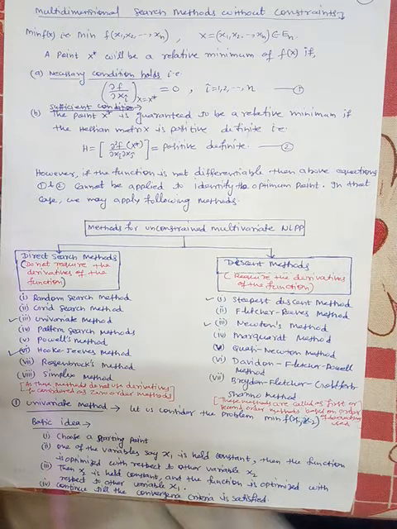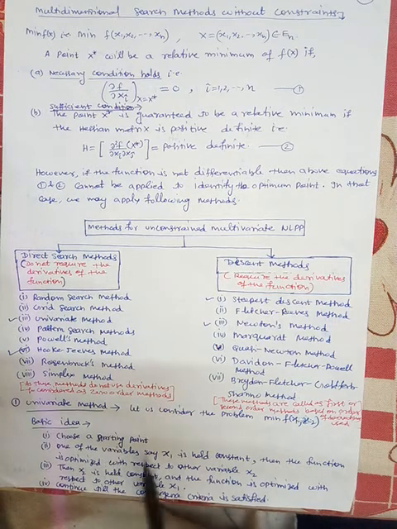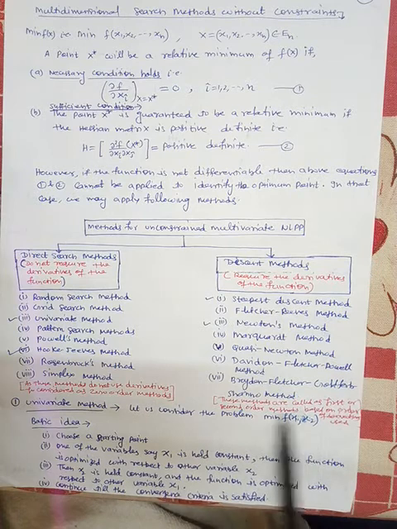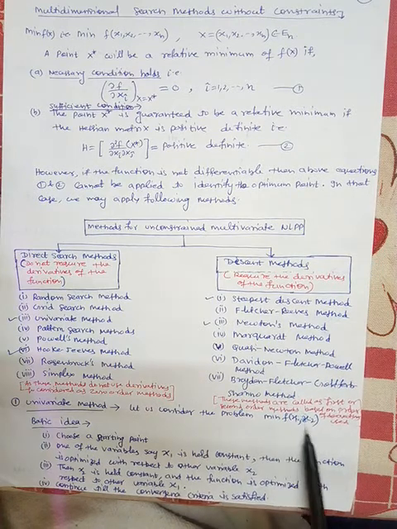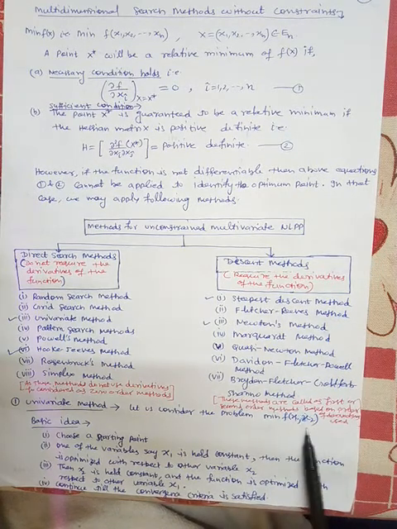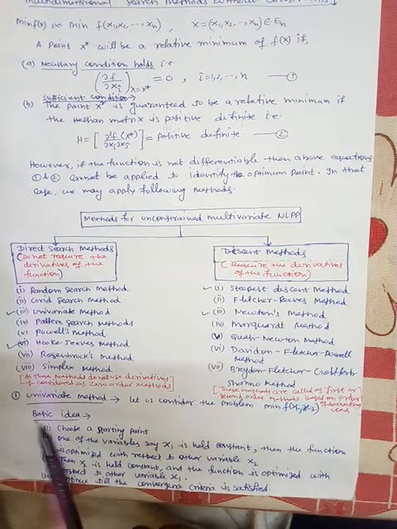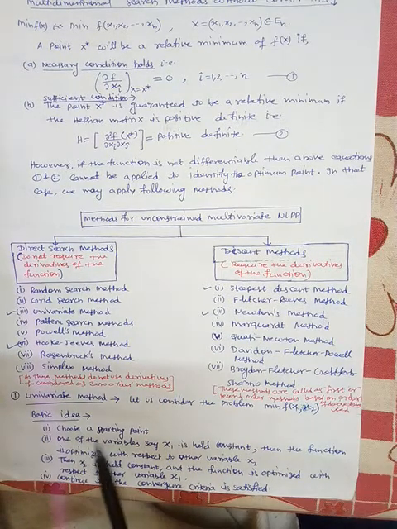What is the univariate method? Let us consider the problem of two variables, minimum of f of x1 and x2. We have considered a two variable problem. What is the basic idea? Choose a starting point.